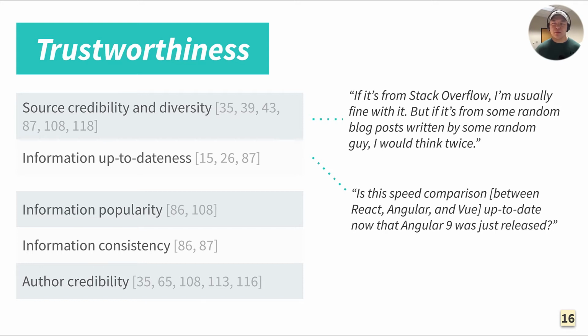Other aspects of trustworthiness include information popularity, consistency, and the credibility of the knowledge author, which you could read in detail from the paper.